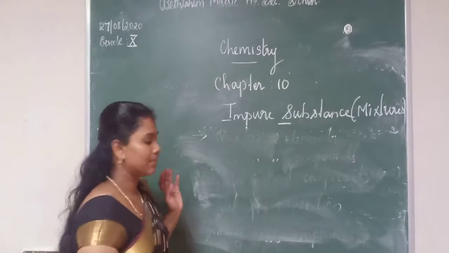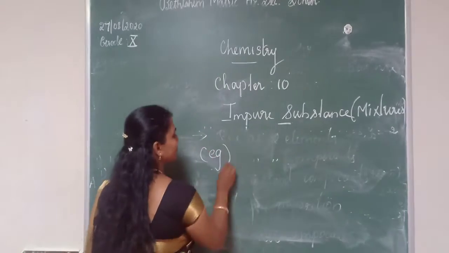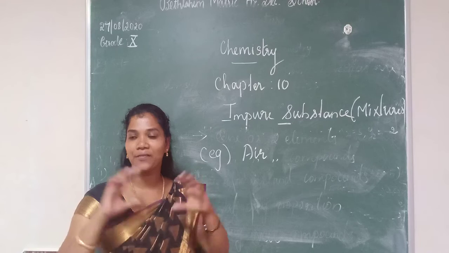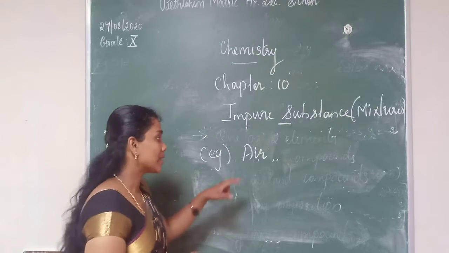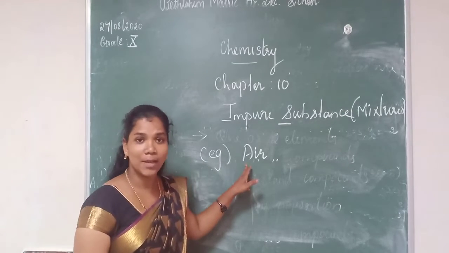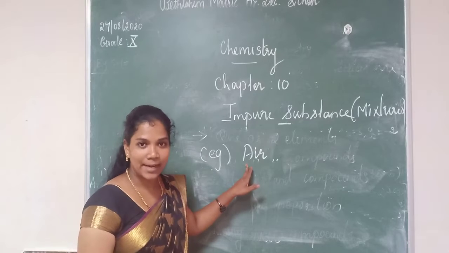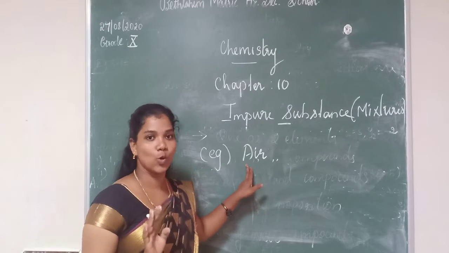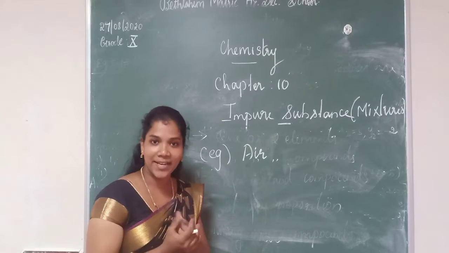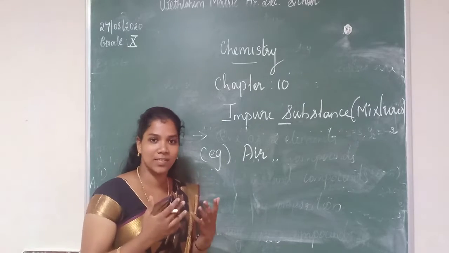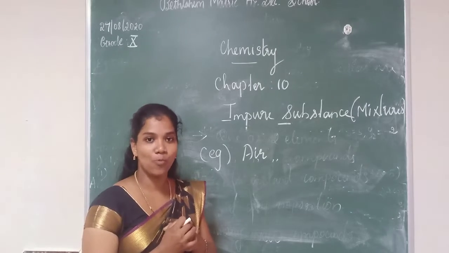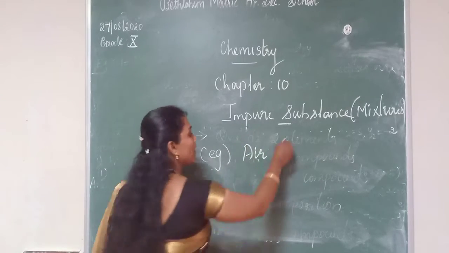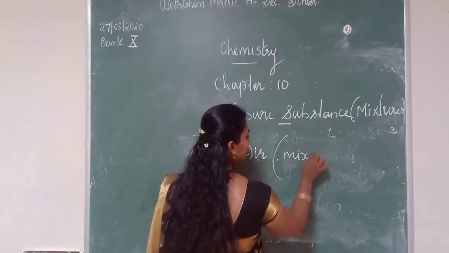See the first example, air. You know air is universally found, isn't it? Everywhere is filled with air. Do you think air is a pure substance or an impure substance? Does air contain only one kind of element, or only one kind of gas? No, isn't it? It's a mixture of various gases: hydrogen gas, oxygen gas, nitrogen gas. So many gases are filled to form air. Since air is a mixture of various gases, it is called an impure substance.